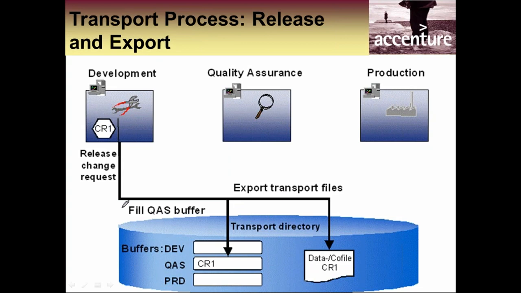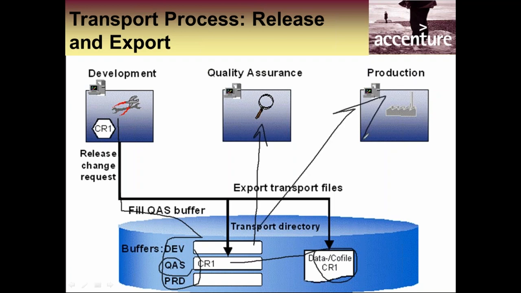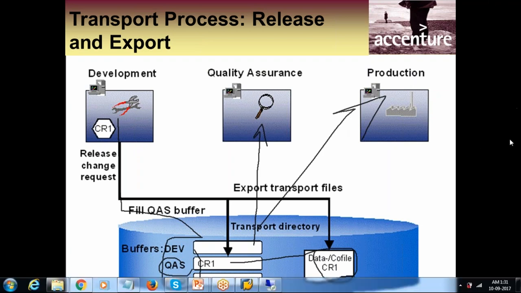So I want to release the request. When you go to the directory level, the buffer is there. It goes to the quality buffer. Again, the quality buffer is stored as files. Two files: one is the data file and one is the control file. Again, I want to import into the quality system, and again import into the production system. This is the directory level. I want to do the import and export at the directory level.